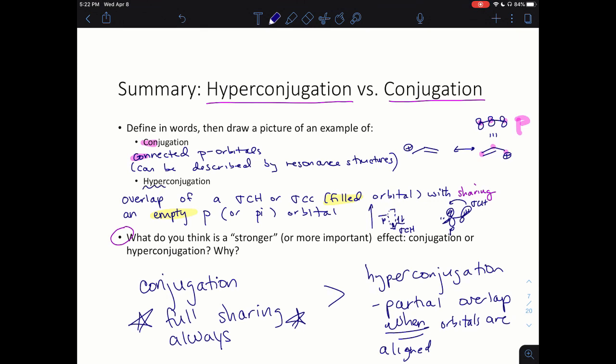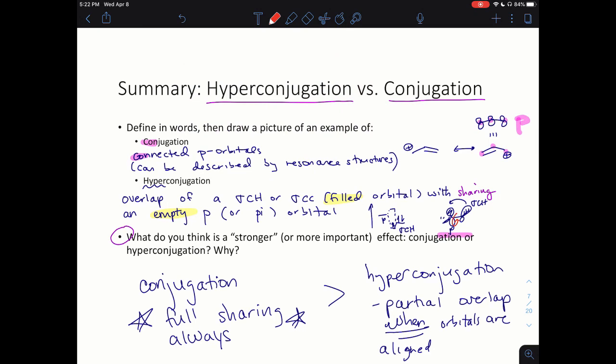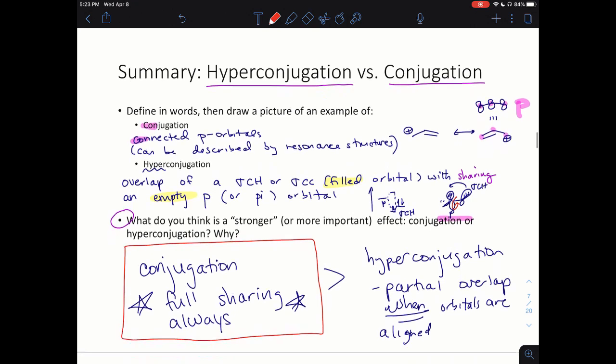And this is the overlap of a sigma CH or a sigma CC filled orbital with an empty p orbital or pi orbital. So here you can see for the carbocations, sigma CC is aligned with a p orbital. And when they're aligned, there's some overlap, but there's free rotation around this bond. And so it's suddenly not aligned, and so there's no overlap, and it's just a temporary thing. It's not like this full sharing of electrons that we have in conjugation. And so because of that, conjugation is a stronger effect, it's a more important effect than hyperconjugation.